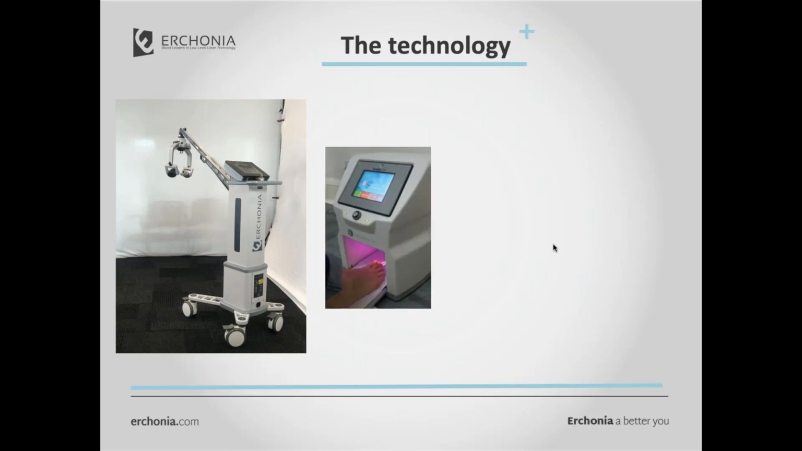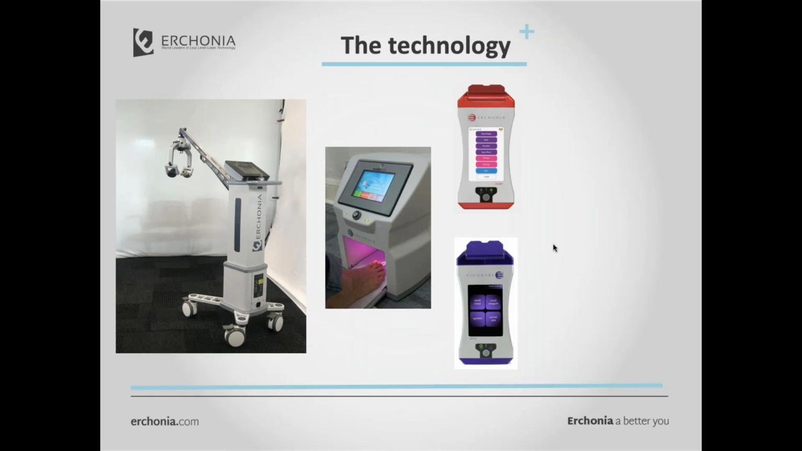This is probably Aconia's flagship. Simon may slap me later, but it's the nail laser for onychomycosis and all the things that I have already mentioned. This is an Accelerate, which is used in pain management. It can be used in wound management. It can be used in neurological management, pretty much anywhere where you want to activate that human pharmacy.